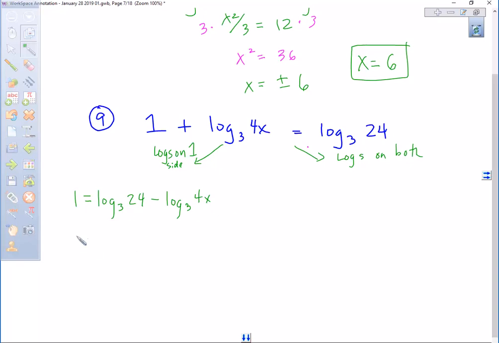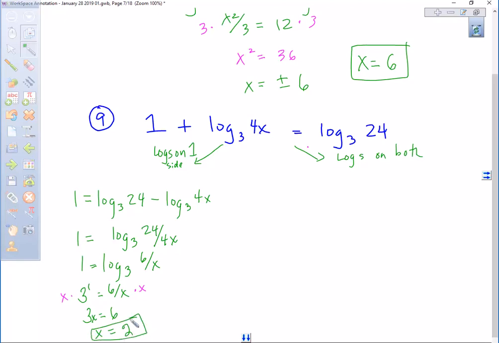So now logs on one side, we condense. So this becomes 24. The minus becomes divide, 4x. So that simplifies to log base 3 of 6 over x. Now, our next rule was, once we get it down to one log on one side, we switch forms. So 3 to the first equals 6 over x, and we solve. So we're going to have to multiply by x to get it out of the bottom. So we have 3x equals 6, so x equals 2. And we check, 2 works.